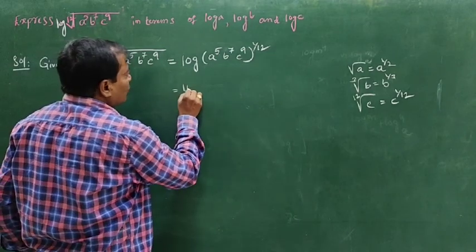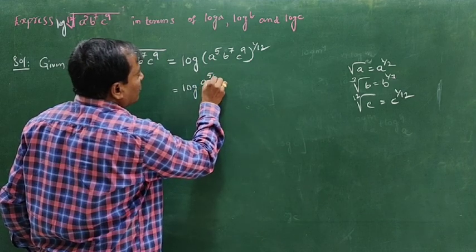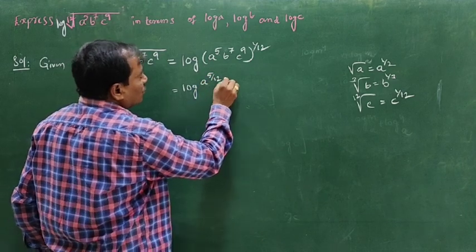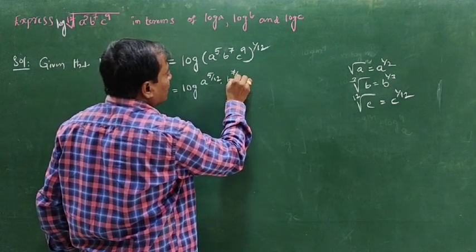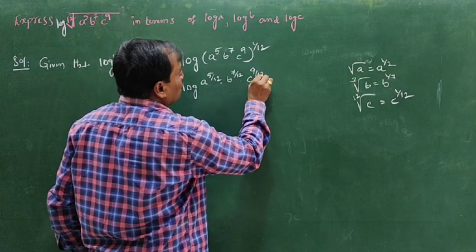And this is equal to log of a to the power of 5 by 12 into b to the power of 7 by 12 into c to the power of 9 by 12.